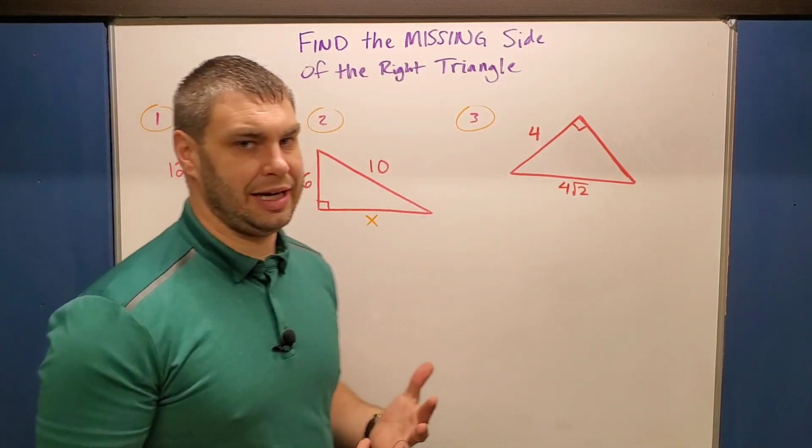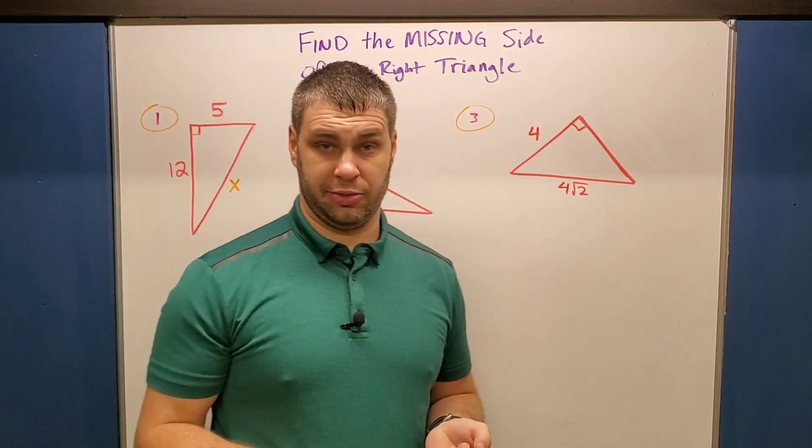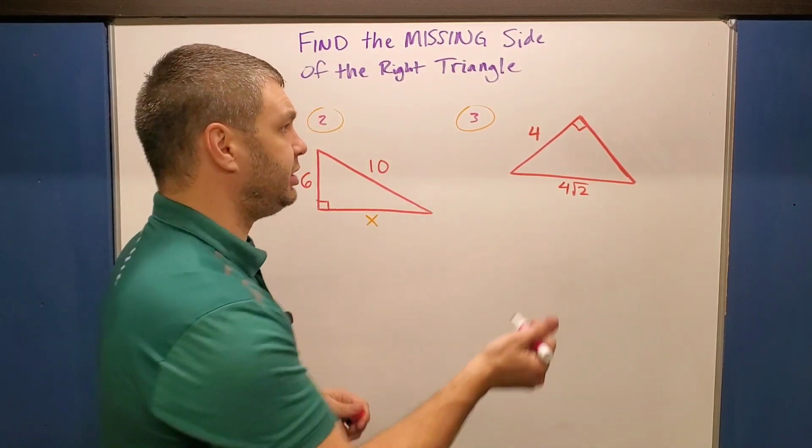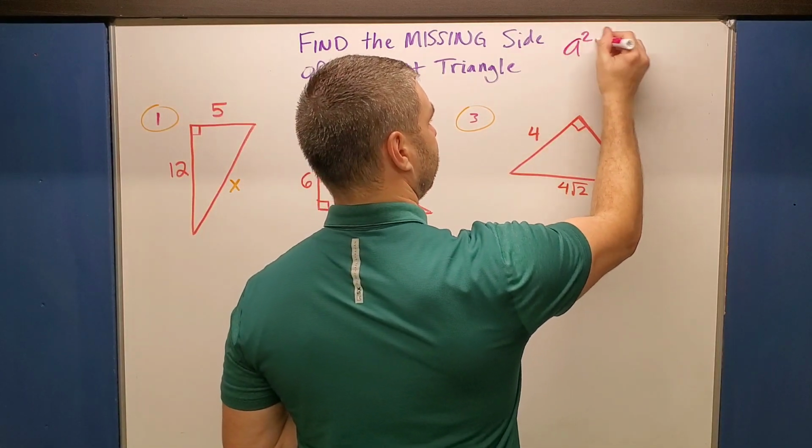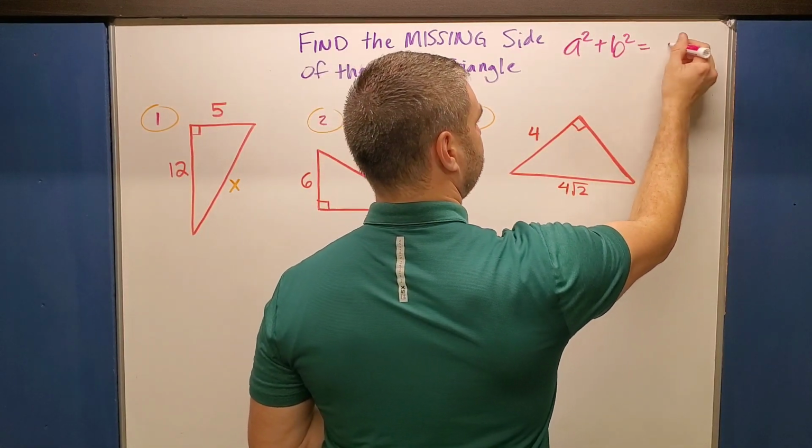When it comes to finding missing sides in right triangles, we have to use what's called the Pythagorean Theorem. Now, most of us have heard of that. It's a squared plus b squared equals c squared. A squared plus b squared equals c squared.